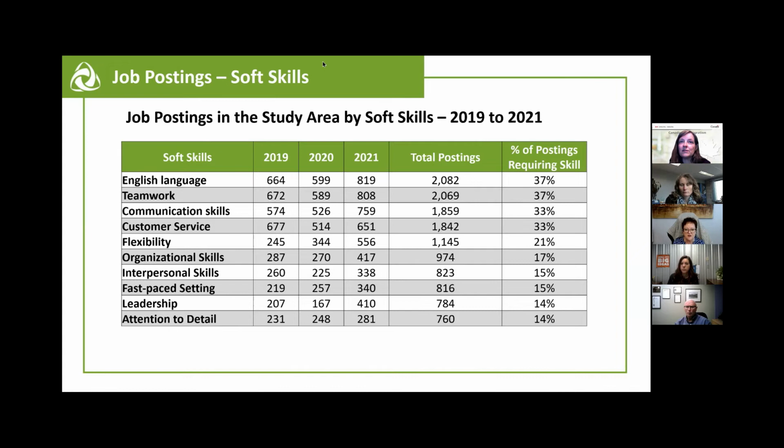Communication skills went up, flexibility absolutely went up, organizational skills. So you can see here, fast-paced settings. So the ability to be mobile and responsive and multitasking, all of those things would fall into that fast-paced setting. And you can see again that there's been a significant shift. And it shows you in the far right side, the percentage of postings that were requiring that particular skill. Next slide, please.